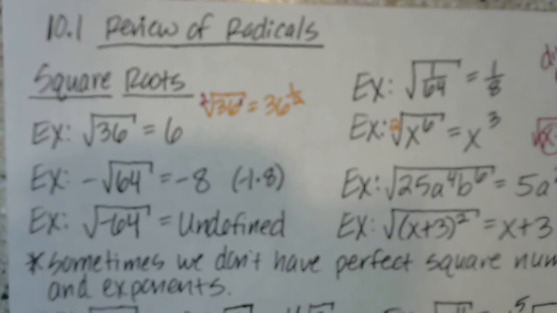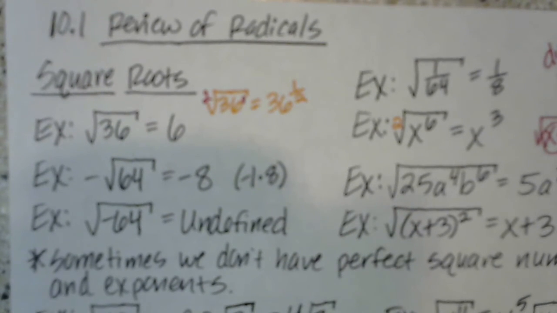You could have a problem on the test that way. A negative under the radical as a square root is automatically no solution. So if I had square root of negative anything, since that negative is under the radical, it's undefined automatically. Okay, that's something you need to remember.